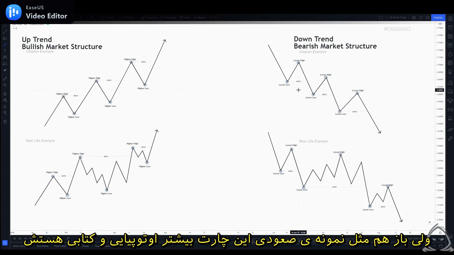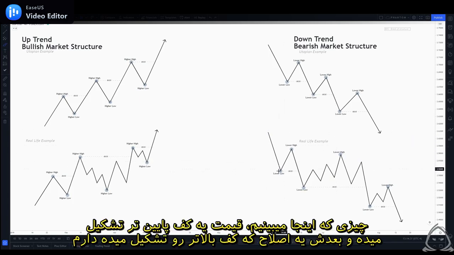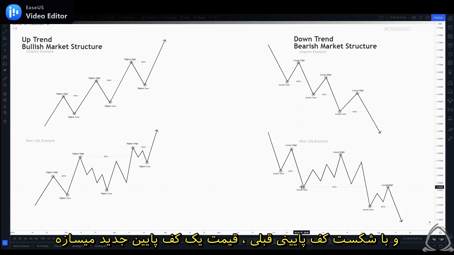But again, like the bullish example, this is more of the utopian example. This is the textbook example, but we also want to look at what we're more than likely going to see on a true price chart so that we can be prepared for what is to come on an actual chart. So what we can see here is price creating a lower low. We get that retracement or correction to create a lower high. We then break that previous low, creating a lower low.